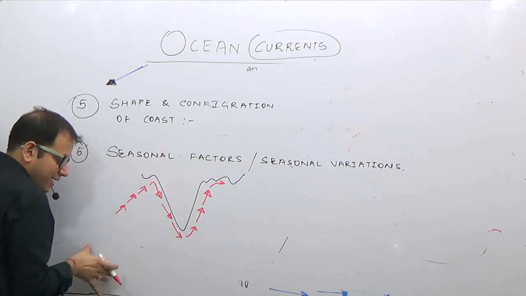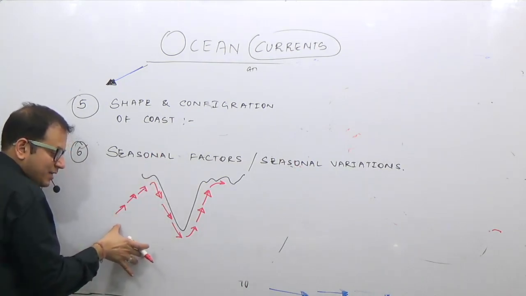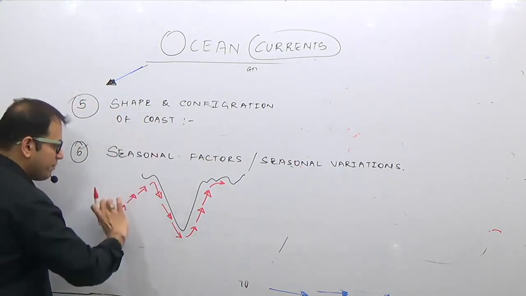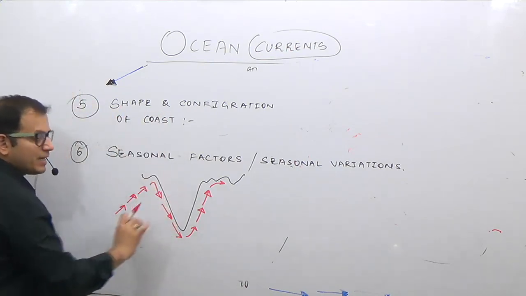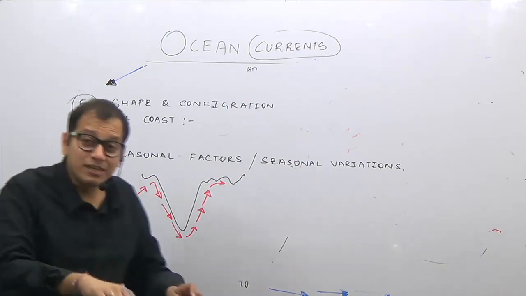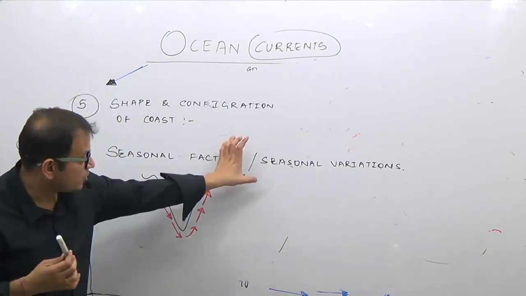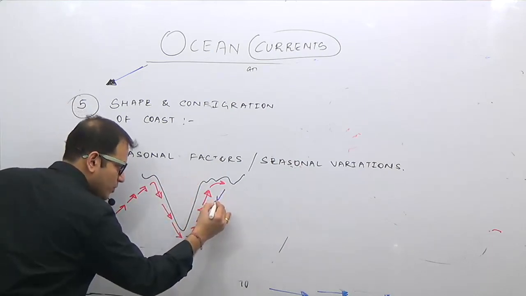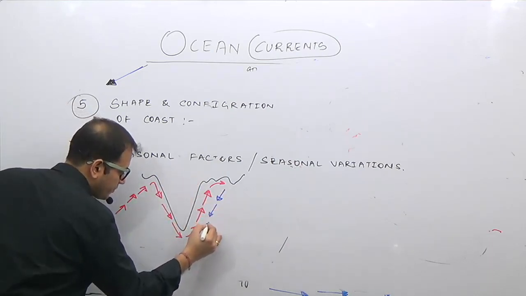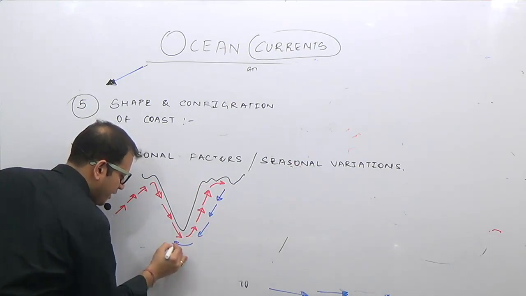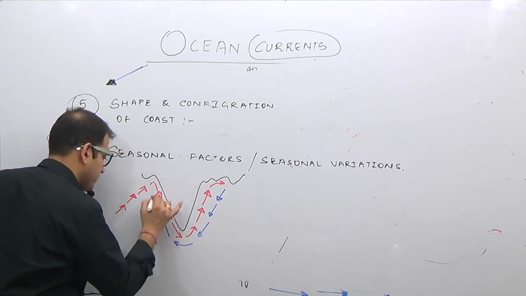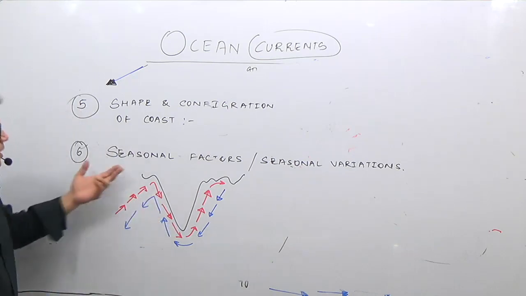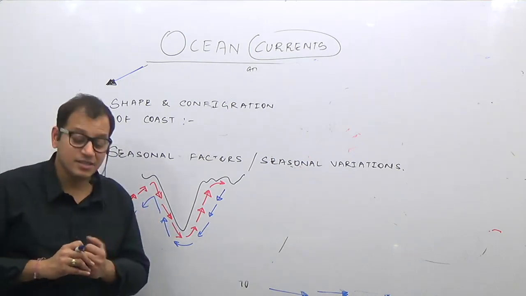So, one seasonal factor is that the ocean currents move in the direction of the winds. One of the factors is wind. Then due to the shape, it gets modified in this format. And during the winter season, we have the northeast monsoon. That means the winds are blowing this way. Therefore, the ocean currents flow this way, get modified by the coastline, and then again flow this way. So these are the seasonal factors or seasonal variation.